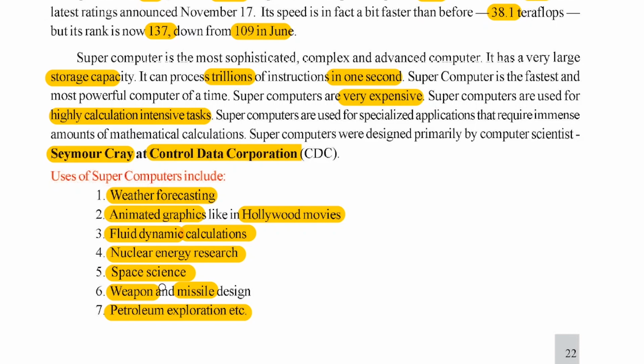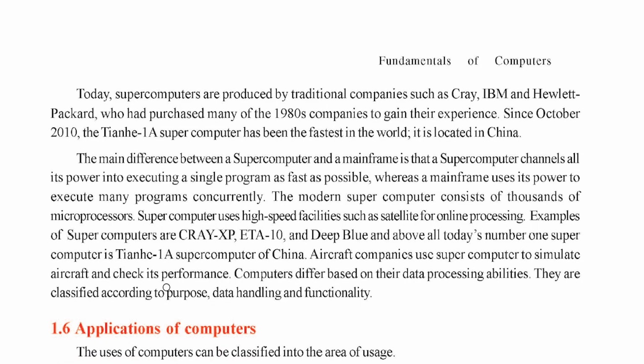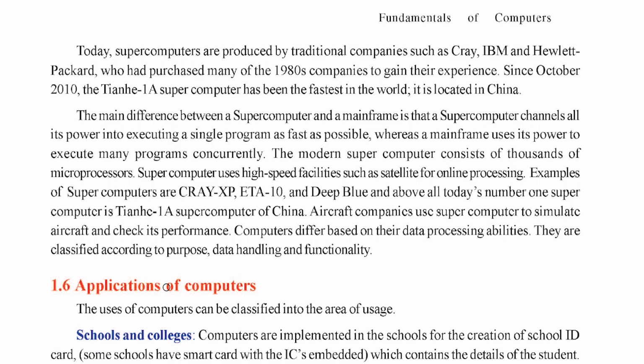That's simple to remember, and don't go into detail; just remember it, because when you go for higher studies you will learn these things, the uses of supercomputers. Today supercomputers are produced by traditional companies such as Cray, IBM, and also HP, Hewlett-Packard, who had purchased many of the 1980s companies to gain their experience. Since October 2010, Tianhe-1A, produced by China, has been the fastest supercomputer in the world. Presently it is in China.